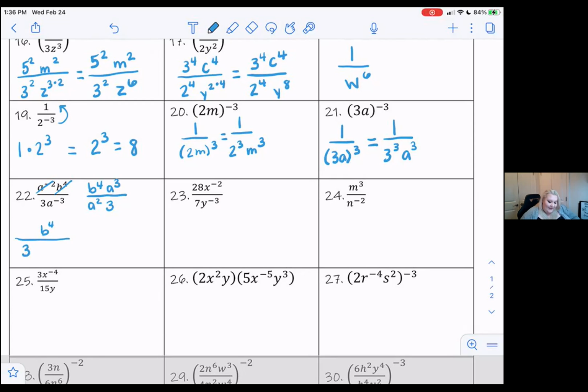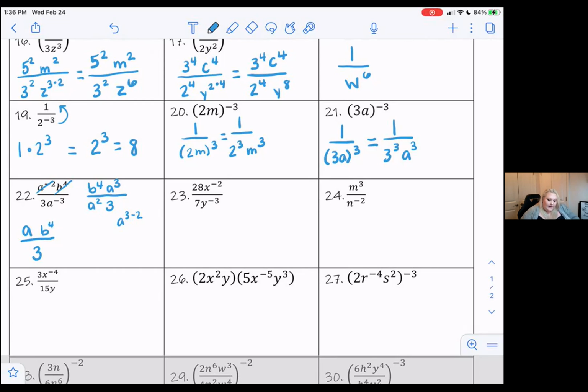We can simplify the a's by doing a to the third minus 2 because we're dividing. I get a to the first. That's a positive answer, so I put it on the top of my fraction bar, and I don't need to write the 1 as an exponent because anything to the power of 1 is itself.